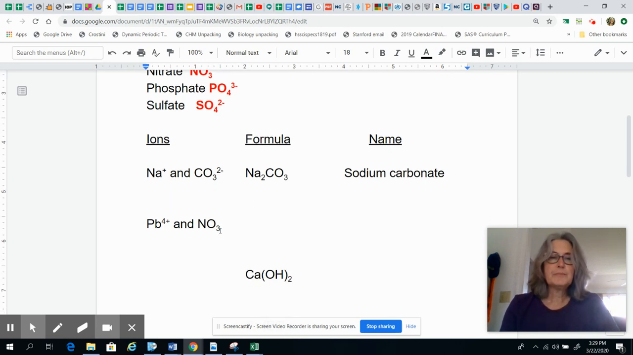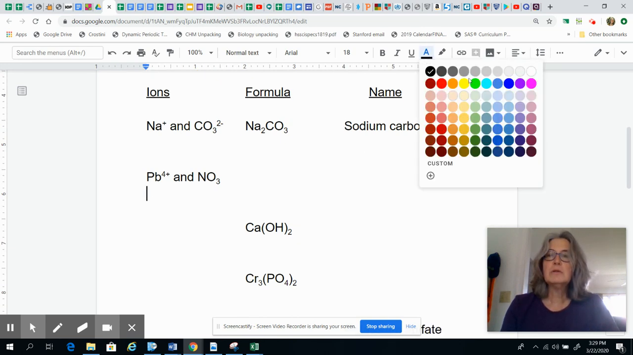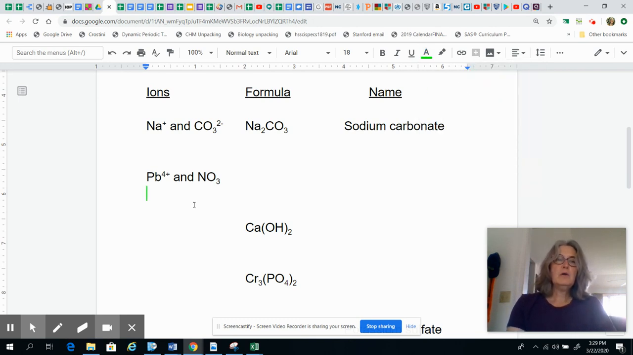All right, let's take a look at the next one. Oh, I goofed here. I didn't give you the charge on the lead. We have lead 4 plus and nitrate -1. I hope you can see that it's going to take 4 nitrates to balance 1 lead. So we'll put 1 under the lead, and it's going to take 4 of these.